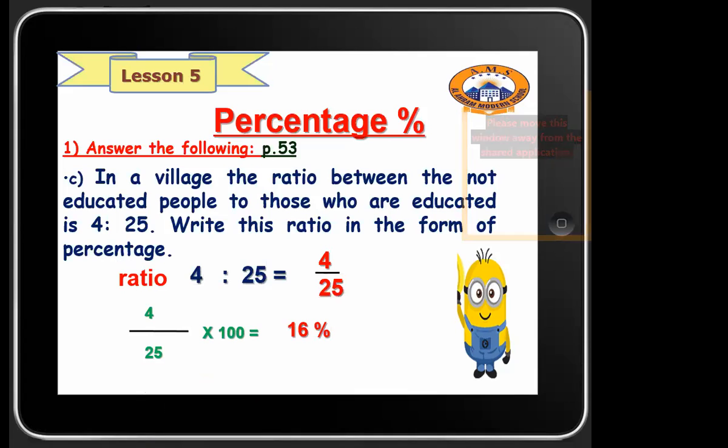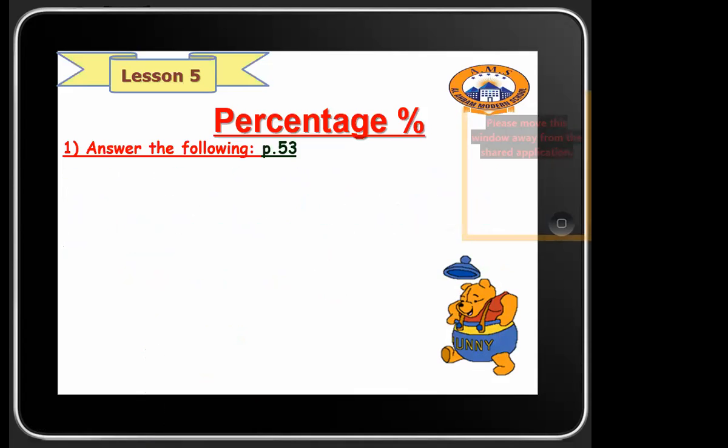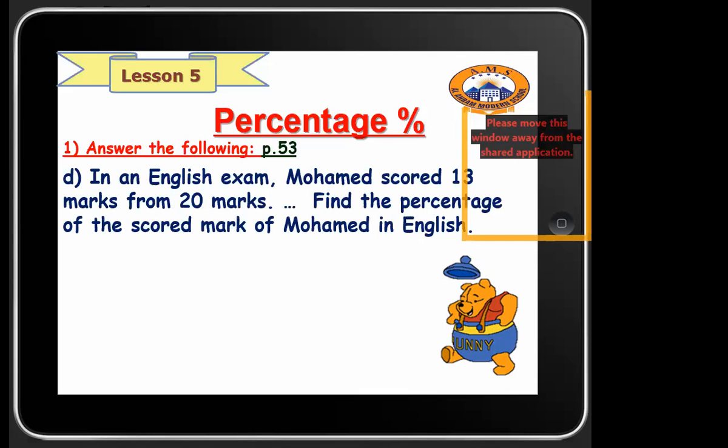Okay? Another exercise. Please open page 53 first in your booklet. We're going to have exercise number D. In an English exam, one of the students scored 13. This is the number that Muhammad got in the exam. He got 13 from 20. 13 is the mark that he got, and 20 is the total mark of the exam. He wants you to find the percentage of the scored mark in this exam.